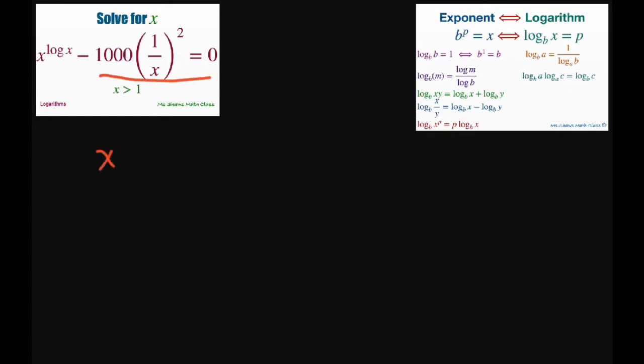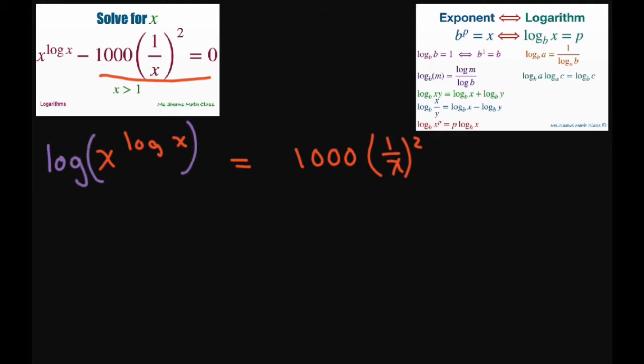So if I have x to the power of log of x, then that's going to equal 1000 times 1 divided by x squared, like that. And from there, since we have this log of x in the power here, let's take the log of both sides of our equation.